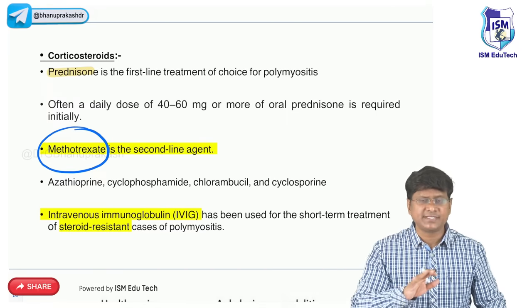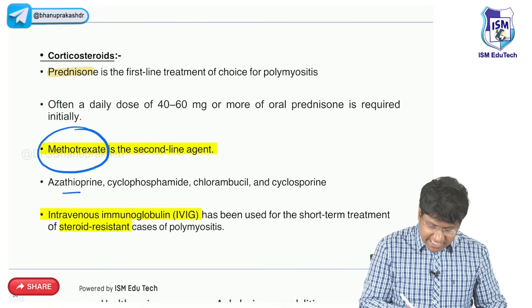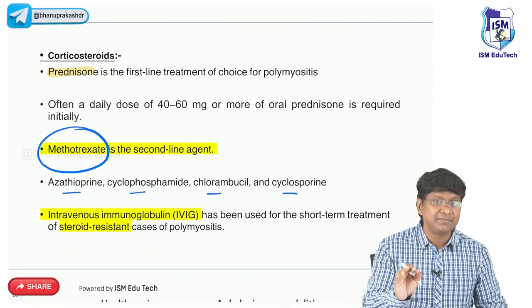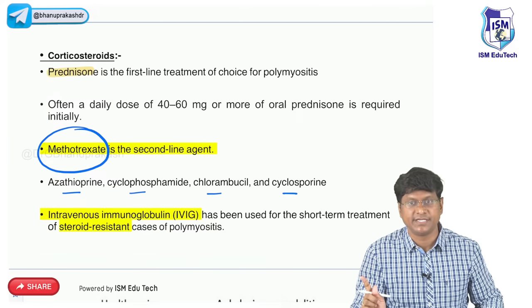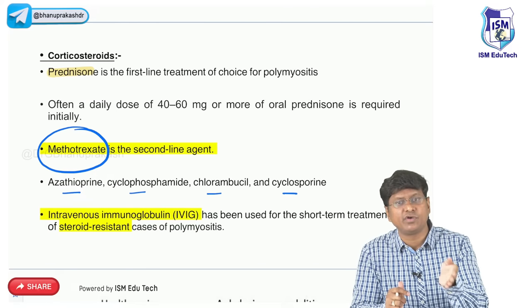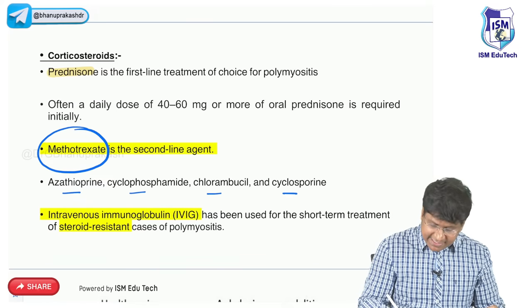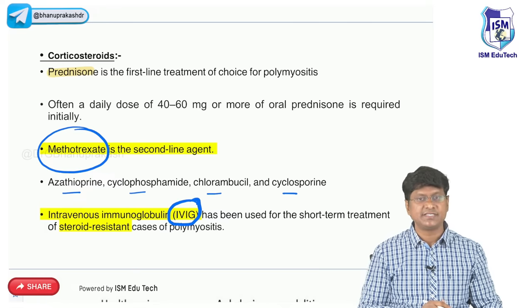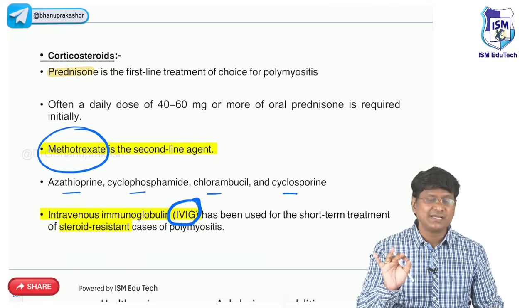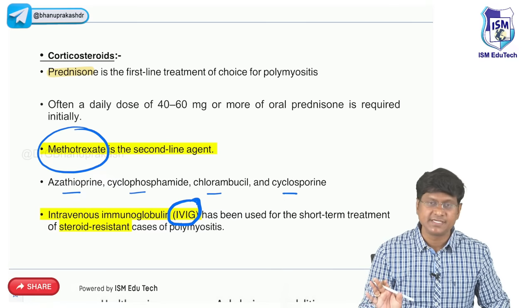And apart from methotrexate, what are the other drugs? That includes azathioprine, cyclophosphamide, chlorambucil, as well as cyclosporin. But please remember, the second line agent is methotrexate. Now, in steroid resistant cases of polymyositis, another important drug is intravenous immunoglobulin. So this completes the discussion of polymyositis and dermatomyositis.